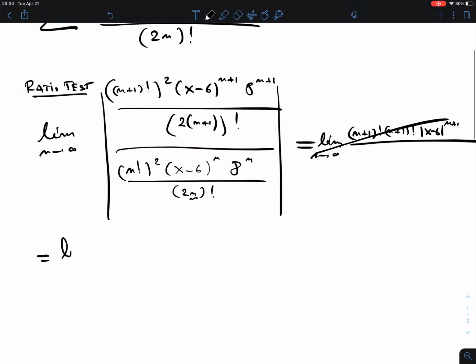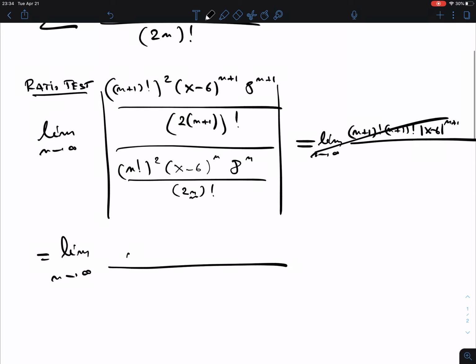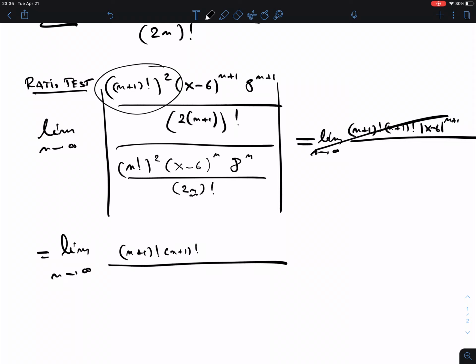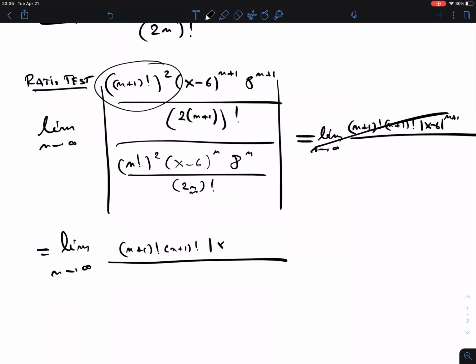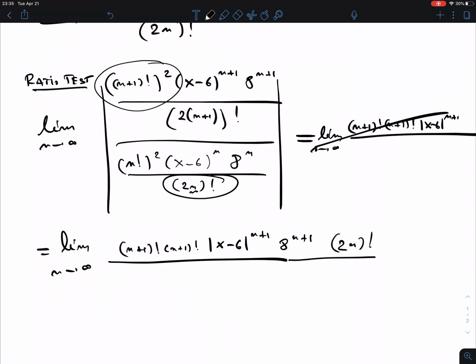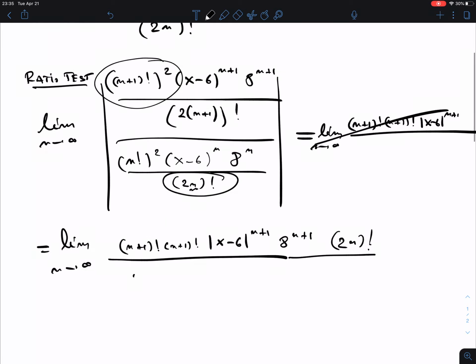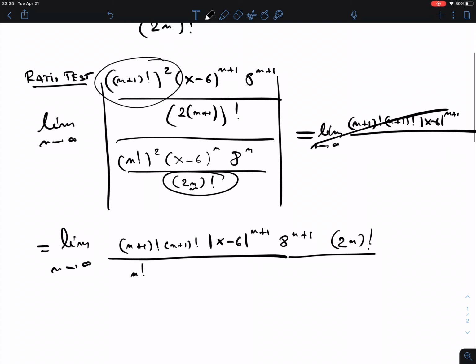So this is the limit for n going to infinity. Okay, here we go again. So (n plus 1) factorial, times (n plus 1) factorial. Then I have the absolute value of x minus 6. Very important absolute values there, okay? And then 8 to the power n plus 1. And then also this guy will come on top, so 2n factorial.